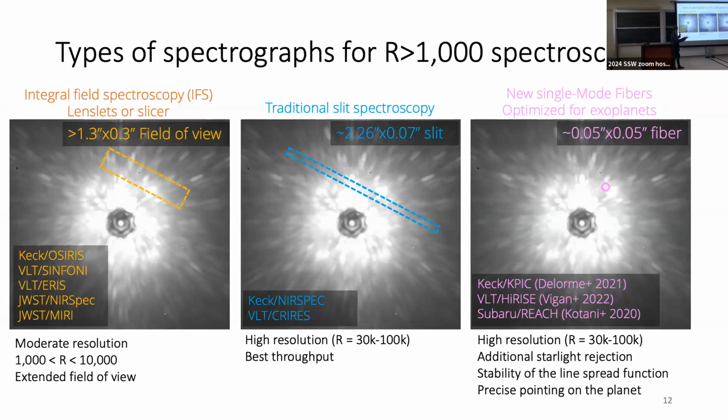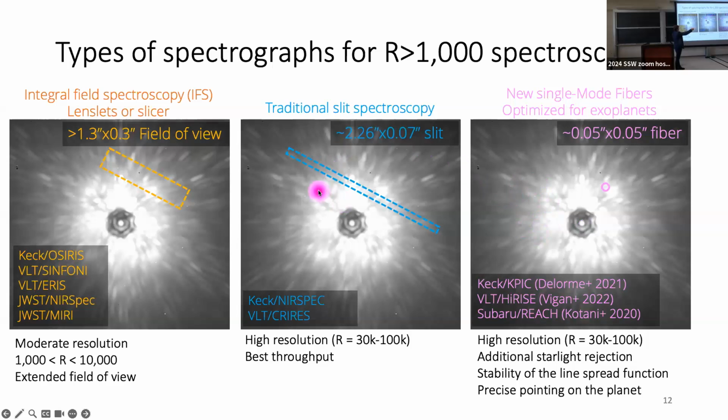Then if you want to go to higher resolution, you might have your traditional slit spectrograph. That was, for example, for beta Pictoris, the result I just showed that was slit. But nowadays there is a new generation of high resolution spectrographs optimized for high contrast imaging and direct imaging of exoplanets, and they tend to have what we call single mode fiber.